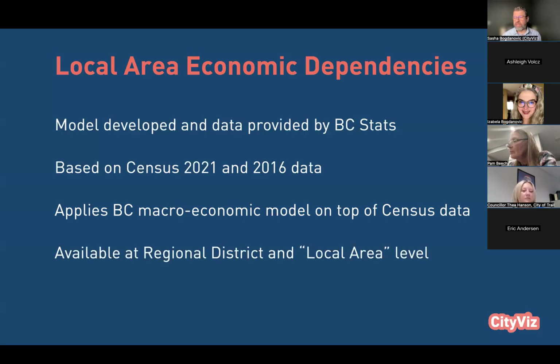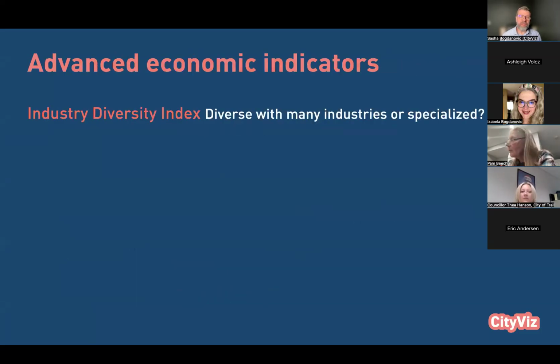The model provides the data which is available at regional district and so-called local area level. Overall, across BC, there are 103 local areas. Typically they are population centers and they also include the rural areas surrounding them as well as First Nations. BC Stats created that model and grouped communities together based on similarities in their economies. So that's the level that we can provide these indicators at.